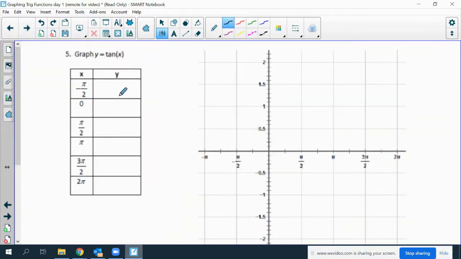Now for tangent, we can also be aware that tangent is sine over cosine. So that's another property that we can kind of remember if we're struggling. So if I'm thinking about what's happening on the unit circle, at 0, sine is 0. And at pi over 2, sine is 1, but cosine is 0, so this is going to end up being undefined. And likewise, this can continue.